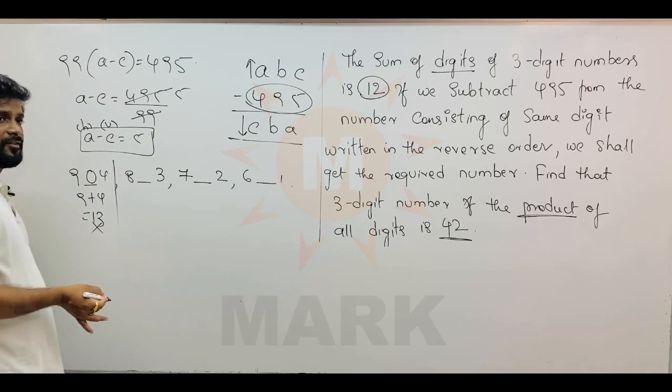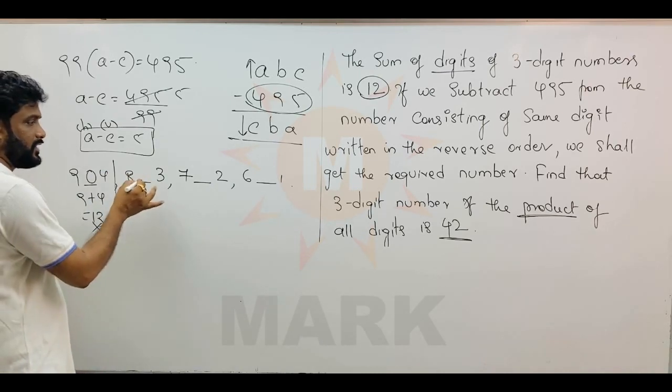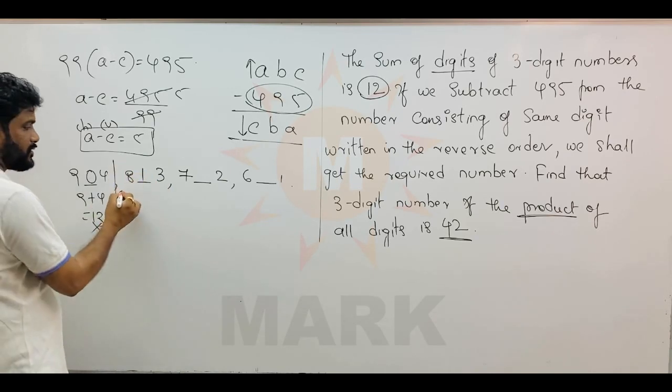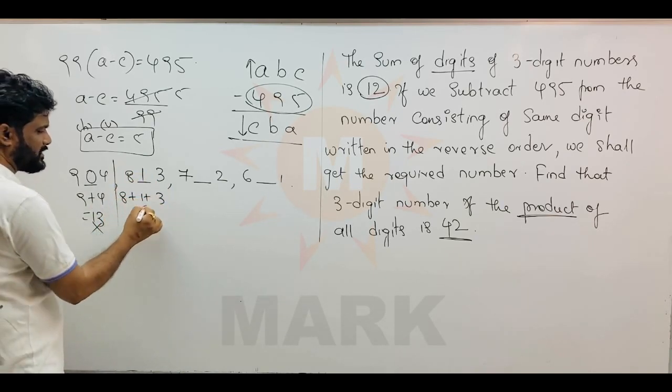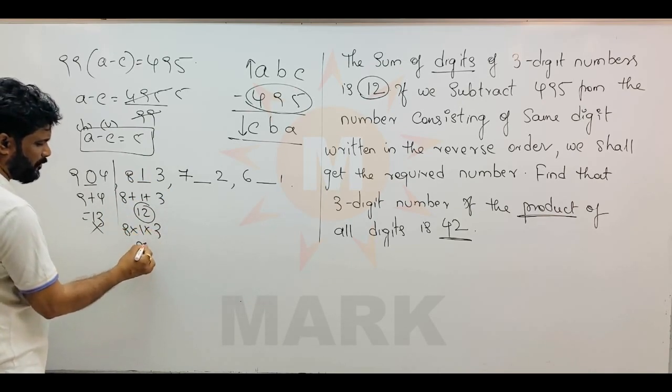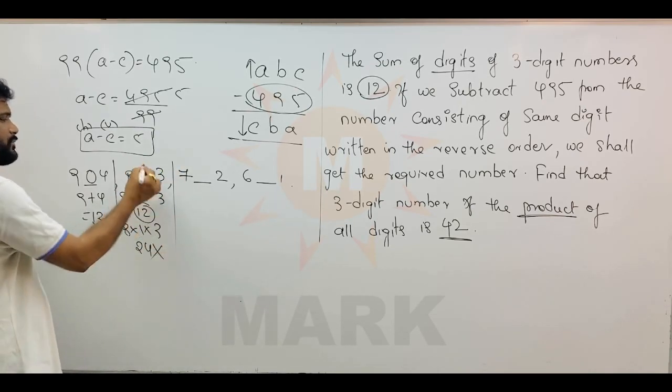Now my dear friends, here if I put 1, 8, 1, 3. So 8 plus 1 plus 3 is equal to 12. Yes, the sum is satisfied, but 8 into 1 into 3 is equal to 24. That is not satisfied. So the second option is ruled out.